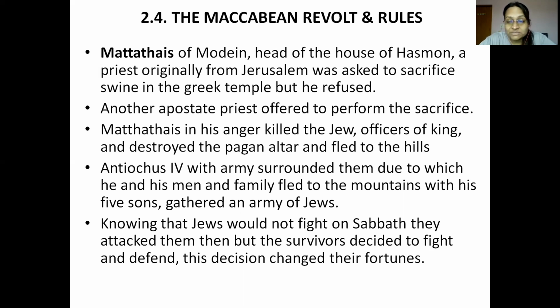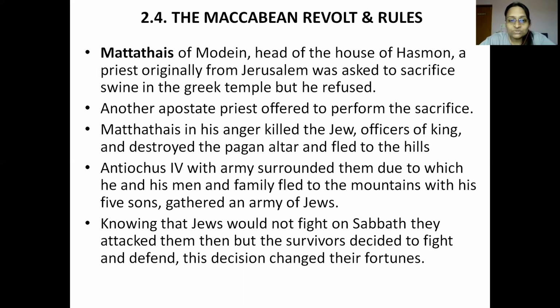Okay, so Mattathias becomes very angry and he kills that apostate priest. He also killed the officers of the king, and he destroyed the pagan altar and fled to the hills with his family. Okay, so what does he do? This is the beginning of the revolt over here.